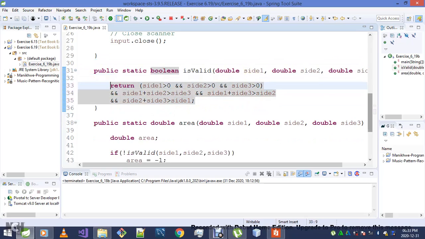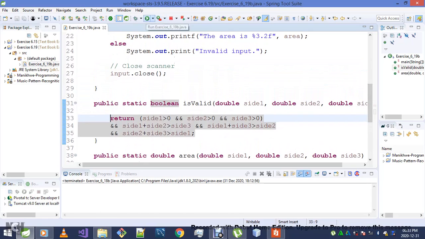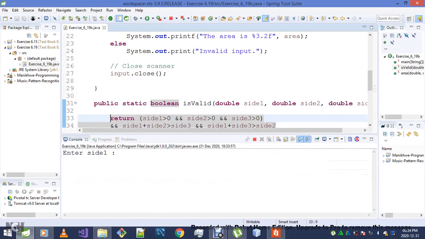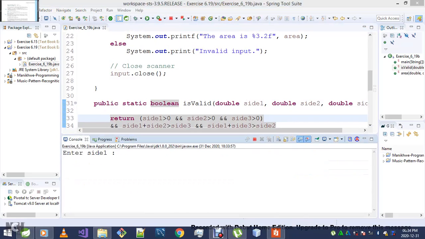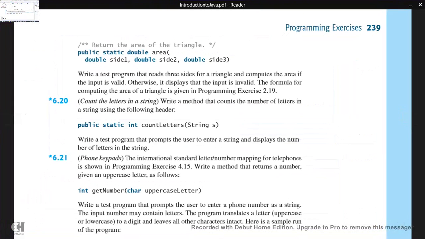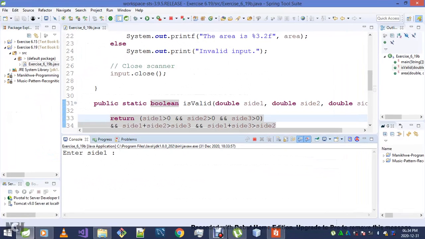Now let's hit the run button and see what we get. Did they give us numbers to check? Oh, they didn't. Let's try 10, 10, 20.